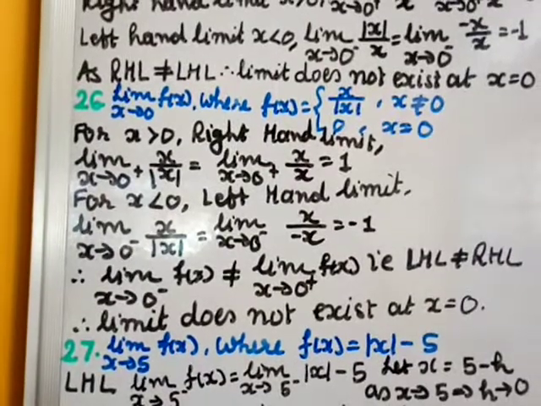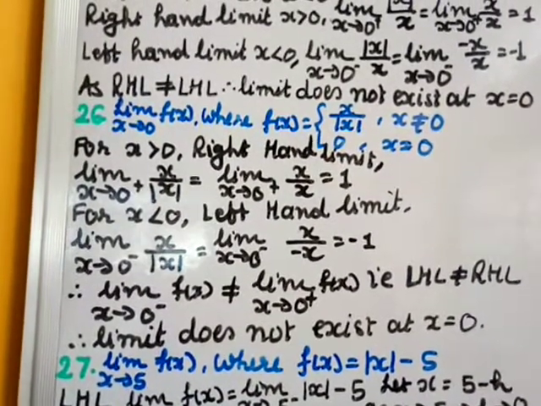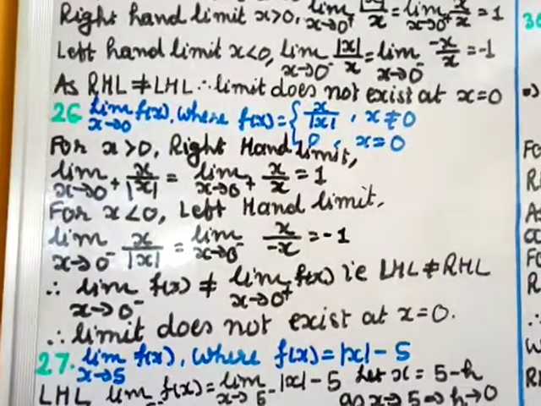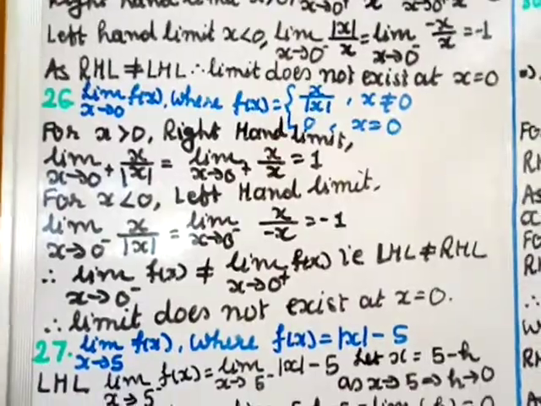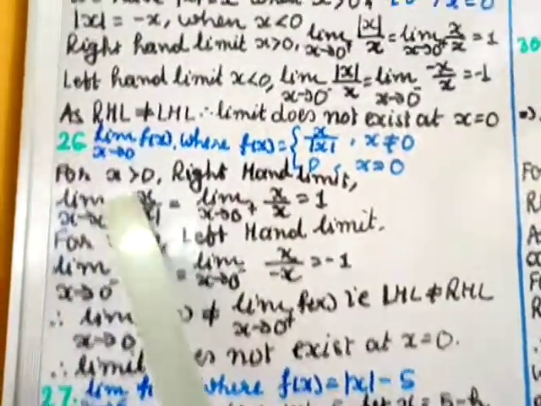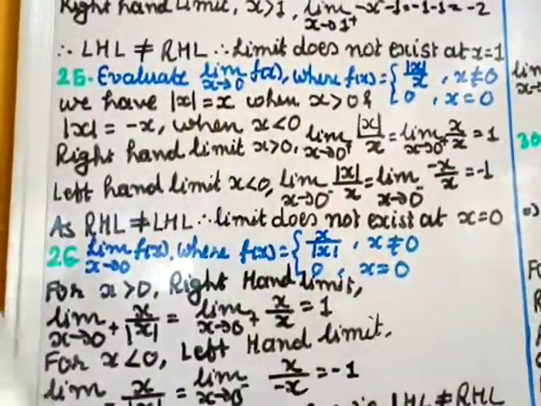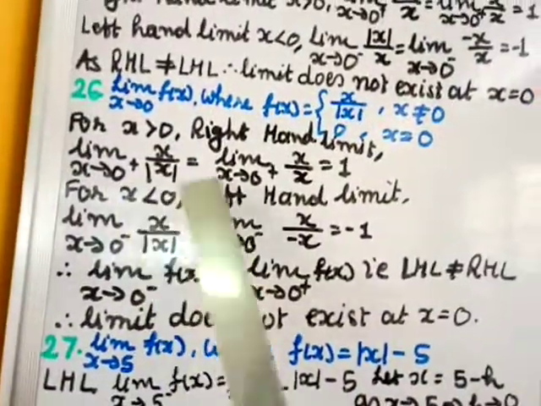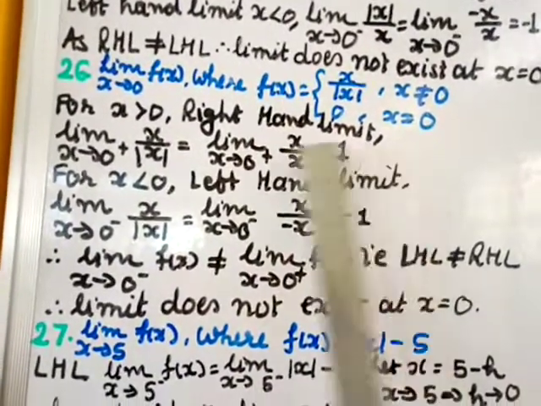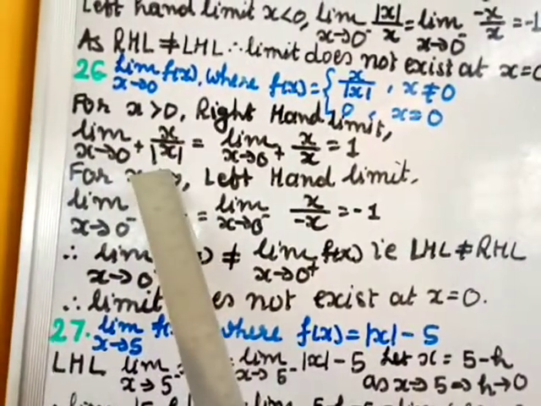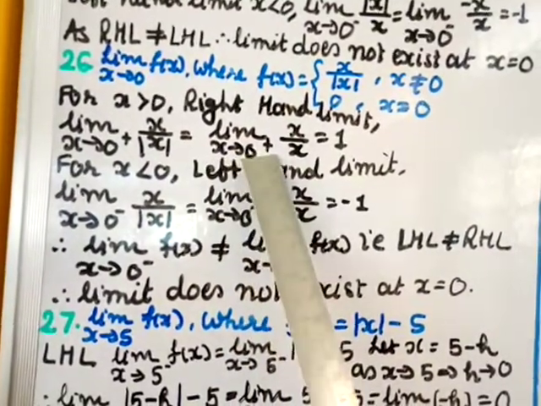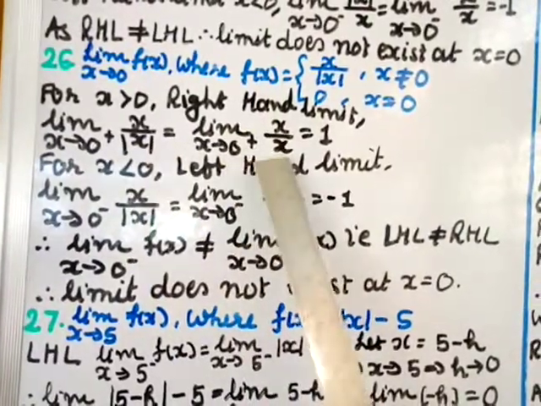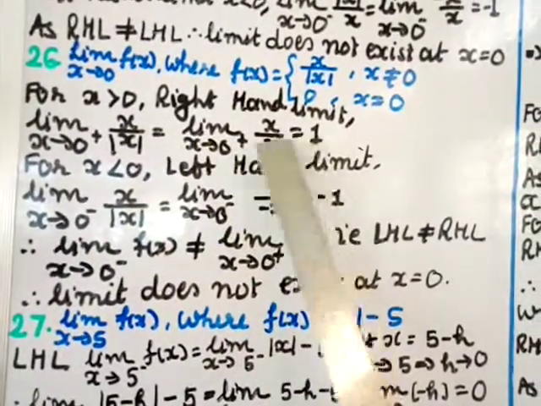Question number 26. Limit x tends to 0 f(x), where f(x) is equal to x divided by modulus of x for x not equal to 0, and 0 when x is equal to 0. We know when x is greater than 0, modulus of x is x, and for x less than 0, modulus of x will be minus x. So for x greater than 0, that is for the right hand limit, limit x tends to 0 plus x by modulus of x equals limit x tends to 0 plus x by x, modulus of x is x, x by x is 1, and limit of 1 will be 1.